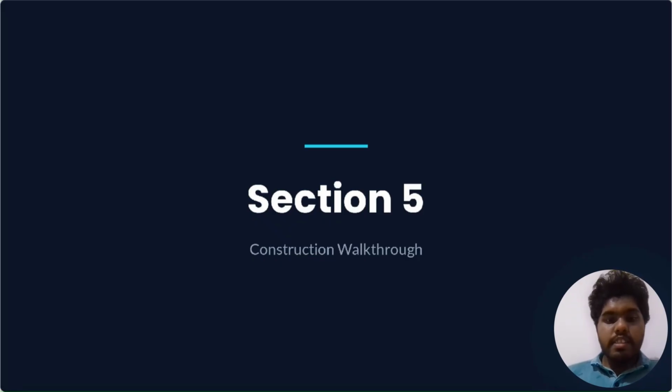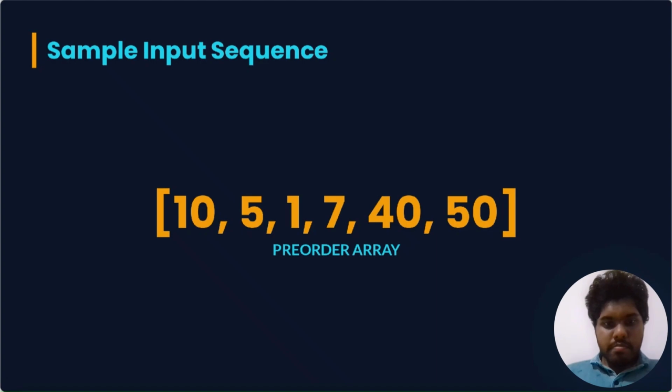Section 5. The step-by-step walkthrough. We will use this pre-order sequence: 10, 5, 1, 7, 40, 50. Note: 10 is the root. 5, 1 and 7 are smaller than 10, so they will form the left subtree. 40 and 50 are larger, forming the right.